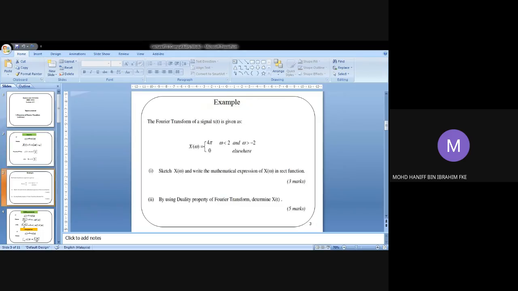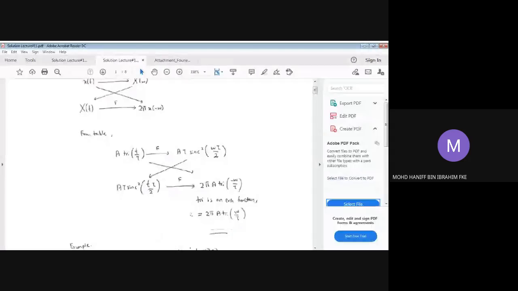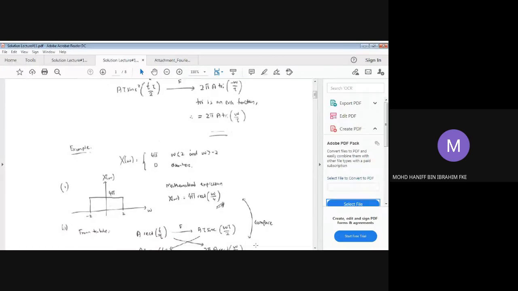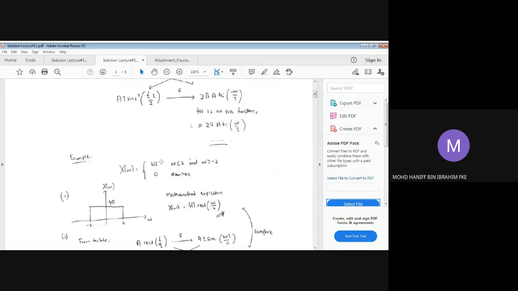So let's have a look at the solution for this example now. Number one, with 4 pi given for omega less than 2 and omega bigger than -2, you are supposed to get a rectangular signal of amplitude 4 pi with range between -2 and +2. From what we learned previously in chapter 1, for this rectangular function we have the amplitude of 4 pi and a time scaling, so we have 4 pi rectangular omega divided by 4.